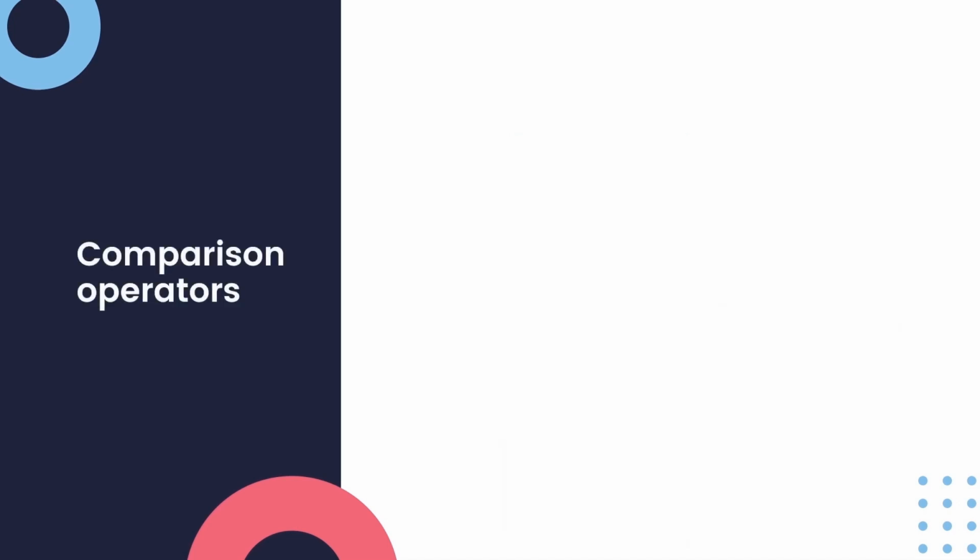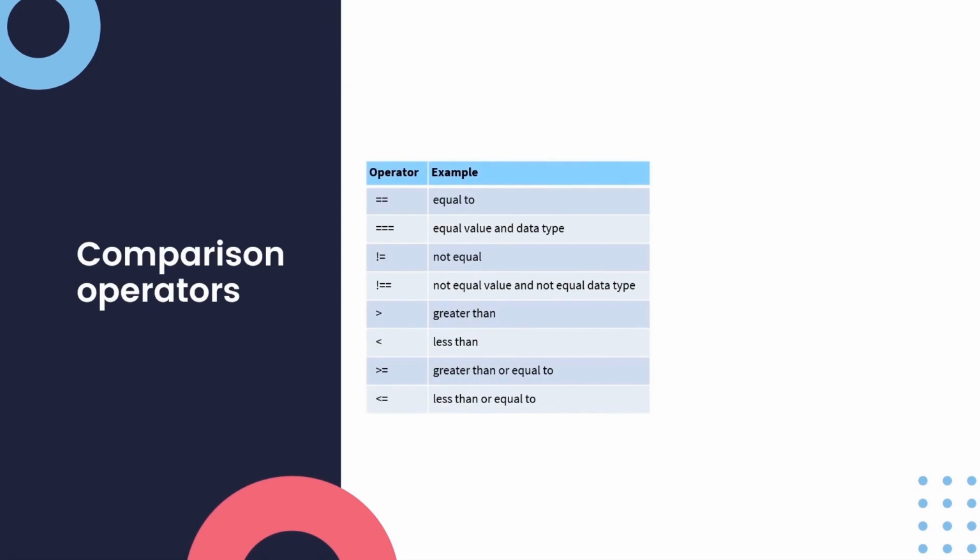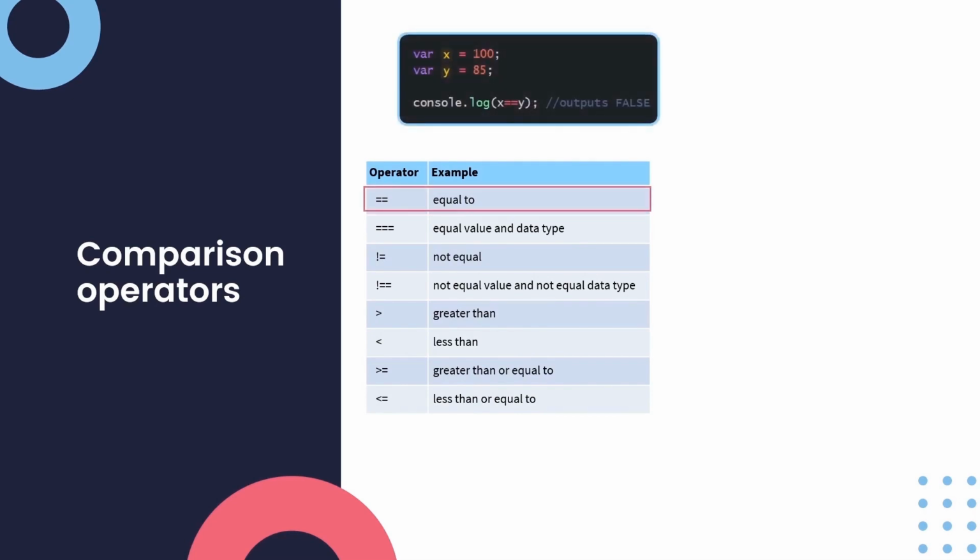Now moving on to comparison operators, and these work slightly differently. Once again, we have a table here that distinguishes between the various comparison operators that we can use in JavaScript. Starting with the first one, we have equal to. And remember, when it comes to comparison, we are not assigning values, we are checking. Hence the double equal sign and not the single equal sign.